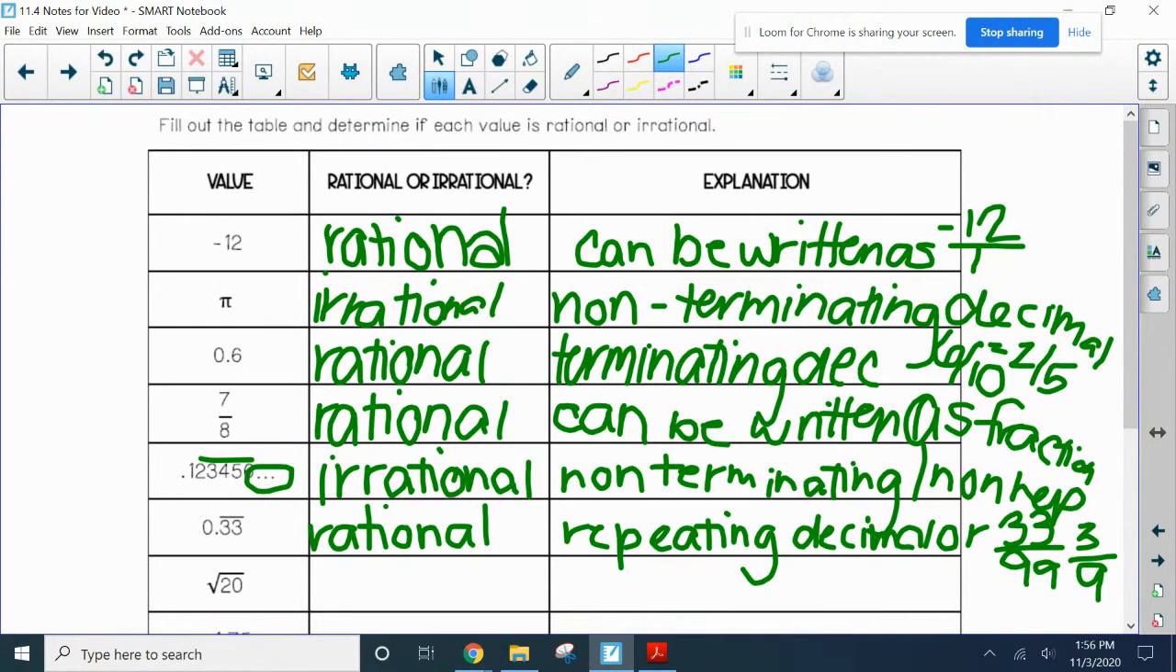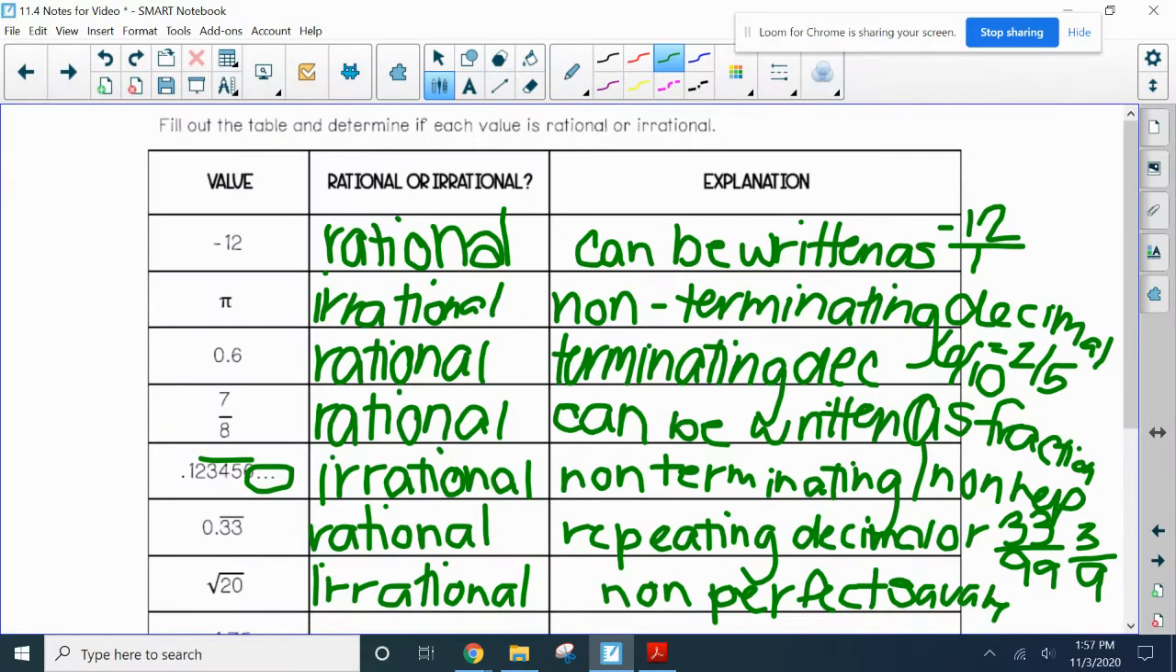All right, how about this next one? I have the square root of 20. Is that rational or irrational? Think about, is there a number that multiplies to give me 20 by itself? No, so you're right. It's irrational. Because there is no number that will multiply to give me the square root of 20. So it is a non-perfect square.